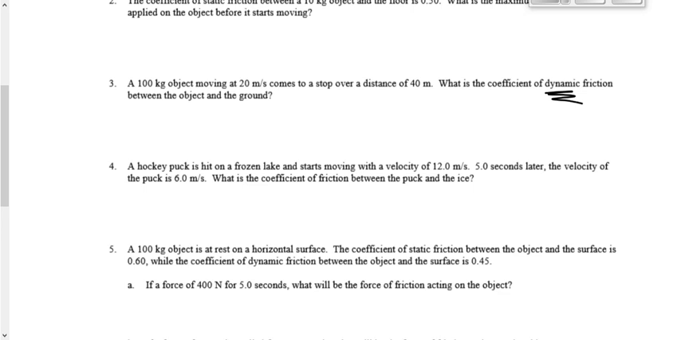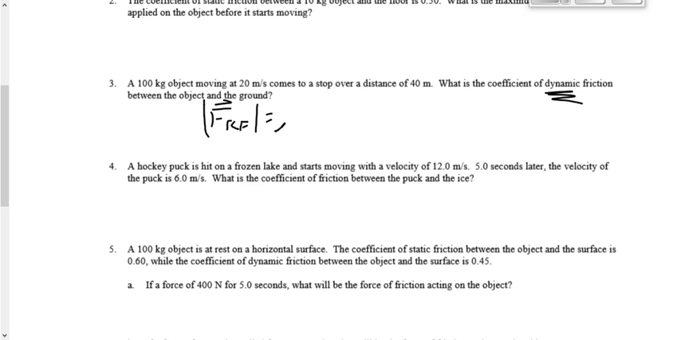What's another word for kinetic friction or dynamic friction? Sliding friction, right. This object is sliding. It comes to a stop. It's sliding along the ground. This is kinetic friction. So if we want to find that coefficient of kinetic friction, the only way we're going to do that is to use the kinetic friction equation.